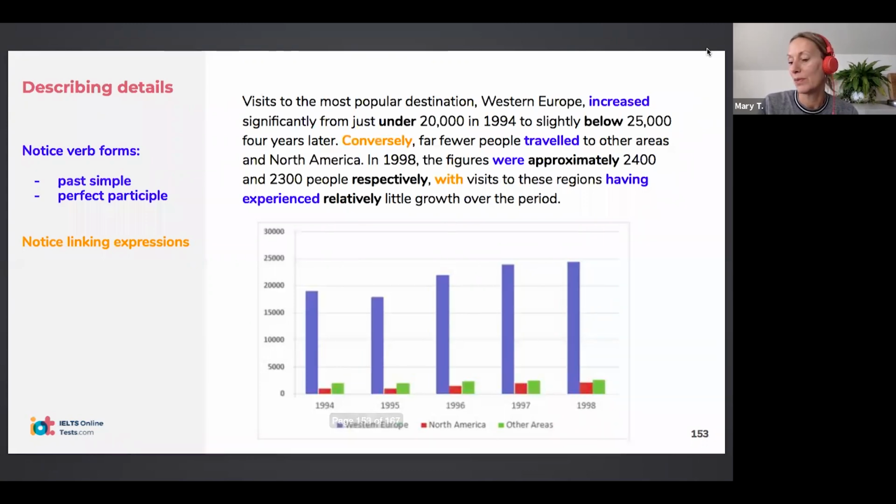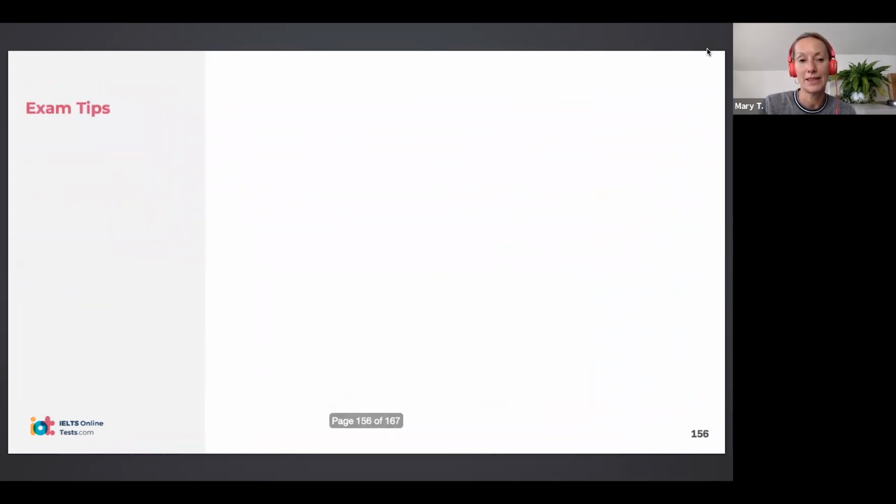Linking expressions, so we've got conversely, that's right. And then, as I said, quite a few adverbs. Which adverbs do we have there? Slightly, yeah. So significantly, just, slightly, approximately, respectively, relatively. Okay, so we're just about finished.